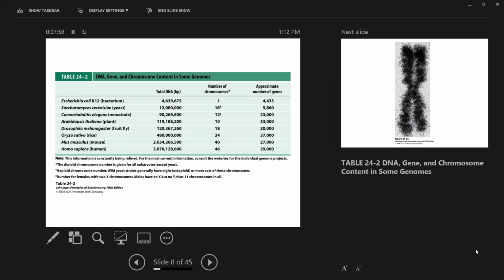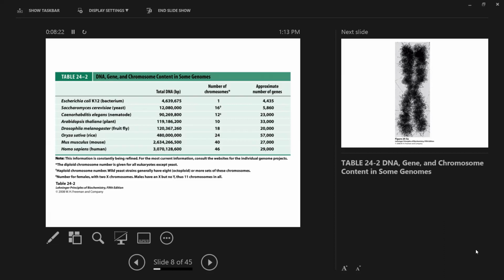Okay, fine. 23 pairs of chromosomes. So this haploid chromosome number, well, diploid numbers given. Okay, diploid numbers. Okay, yeah, no problem.